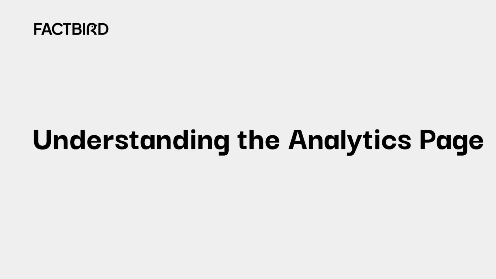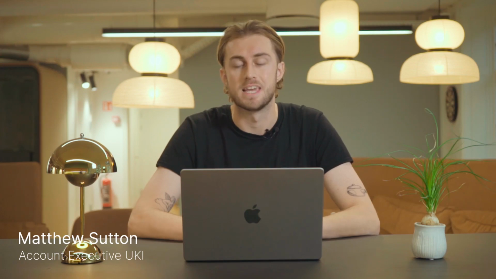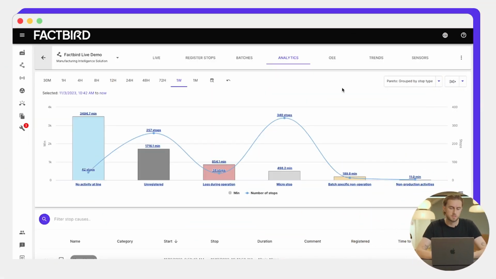So once your operators have started registering stops, you're then able to analyze all of this downtime in the analytics page. So jumping into the page in the system here, you can see when you click on analytics, you immediately get this nice Pareto graph, giving you a high-level breakdown of where your downtime has been occurring.